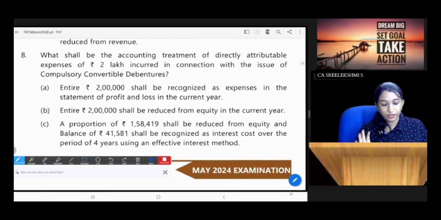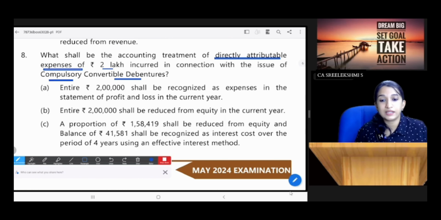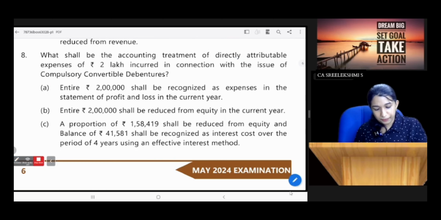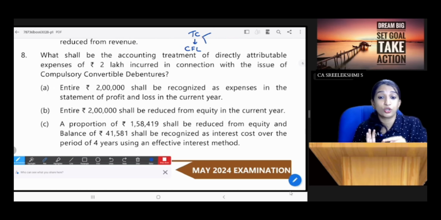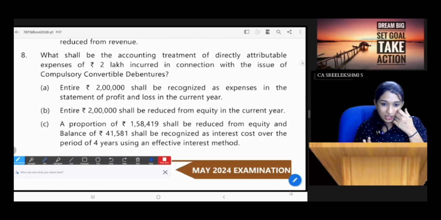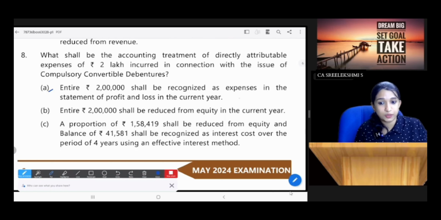What shall be the accounting treatment of this directly attributable expense of 2 lakhs incurred in connection with the issue of compulsory convertible debentures? Do you remember, if you incur any transaction cost on a compound financial instrument, allocate the transaction cost to both equity and liability in the ratio of their respective fair values on the date of issue. So, shall the entire 2 lakhs be recognized as expense in the statement of P&L?